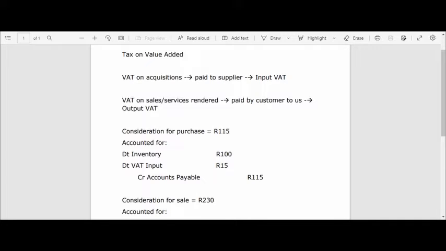Yes, Buyukatsi. Okay, so with the full consideration, remember that that customer of ours must pay us the full amount. Otherwise, we cannot pay over the value added tax, the output tax. So they must pay us the full consideration. So therefore, we're going to debit our debtors or accounts receivable with 230 rands. Okay, ladies and gentlemen, with how much are we going to credit output VAT? Let's do that one first. With how much are we going to credit the account output VAT or VAT output?